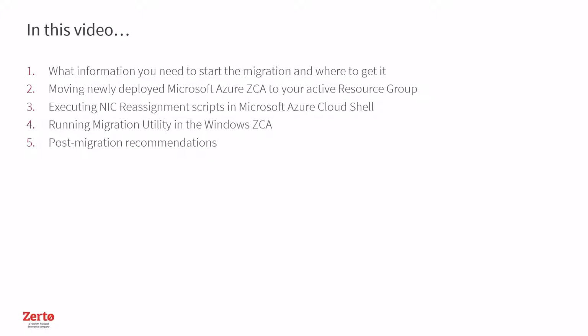This video will cover the information you need to start the migration and where to get it. It will show you how to move the newly deployed Linux ZCA to the resource group currently hosting the Windows ZCA. Then we'll see how to execute some critical networking scripts before running the migration utility and providing some final post-migration recommendations.